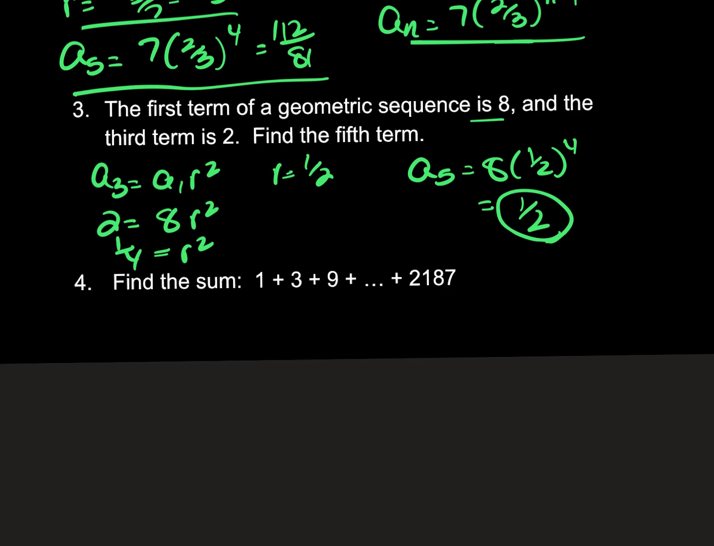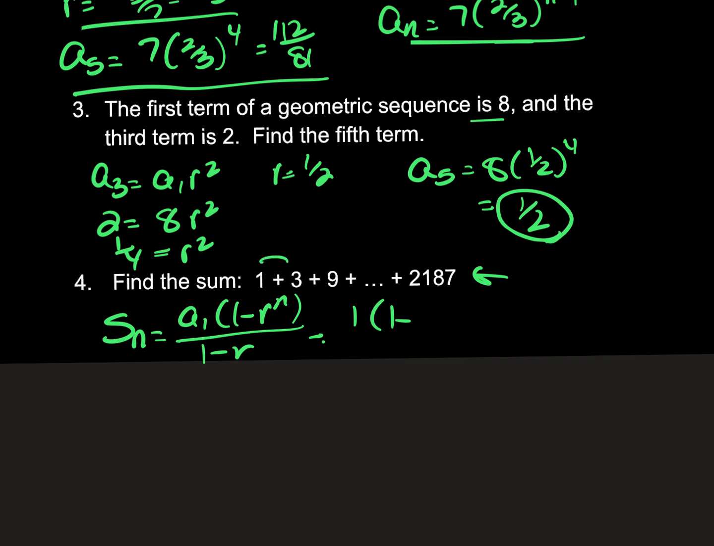Number 4, find the sum. First of all, it does not go forever. So the formula here is the sum is the first term times 1 minus r to the n power, over 1 minus r. I know the first term. I can tell r: to get from 1 to 3, 3 to 9, they're multiplying by 3. What I don't know is how many numbers there are. So I'm going to have to go back. 2187 is the last term. Think about that. The last term, a sub n, equals the first term times r to the n minus 1 power. So that's really 3 to the n minus 1 power.